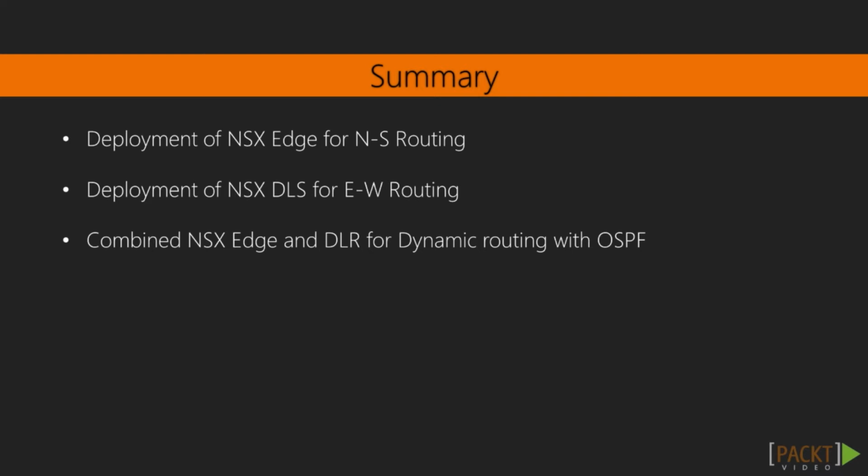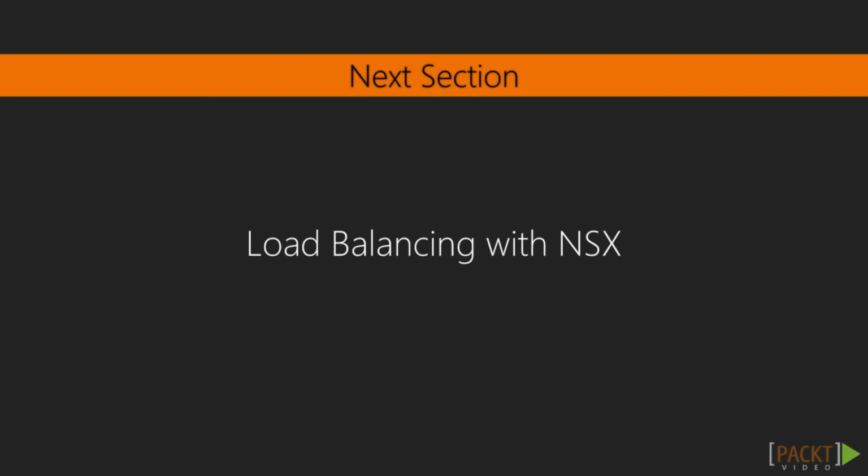And if you have a multi-tenant environment, you would create maybe one edge per tenant so that you can configure them. We also discovered how we deploy the NSX distributed logical router for east-west routing, so that is typically being used between your individual VMs. Finally, in this last video, we actually covered how to combine the NSX edge with the DLR for dynamic routing with OSPF.